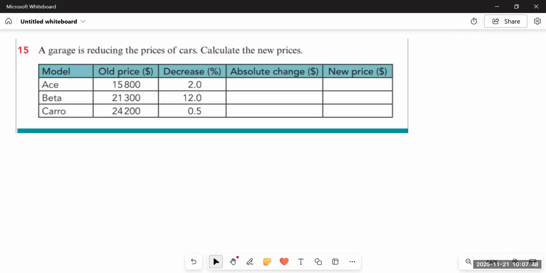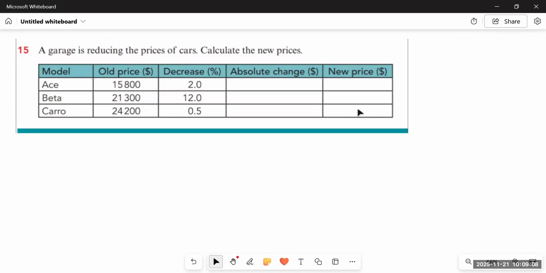Now let's do one more question, which says a garage is reducing the prices of cars. In the previous question, the prices were rising by 8%. And now here, the prices are getting reduced. There is a decrease. So we'll repeat the same process. The models of the cars are given as Ace, Beta, and Caro, and the old prices are given as 15,800, 21,300, 24,200, and the percentage decrease is also given. The first car has been reduced by 2%.